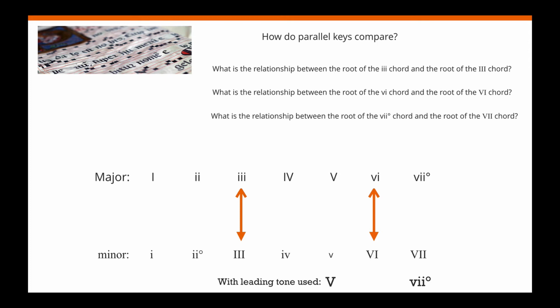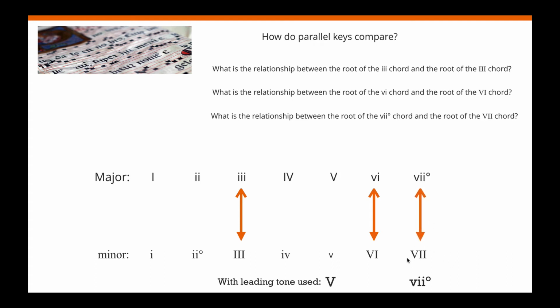We have one more question to ask. What is the relationship between the root of the 7 diminished chord in a major key and the major triad 7 chord in a natural minor scale, when you're in a minor key? Well, if we're in A major, this would be G sharp diminished. If we are in A minor using the natural minor scale, this would be a G major chord: G, B, D. G sharp is the root, G natural is the root.